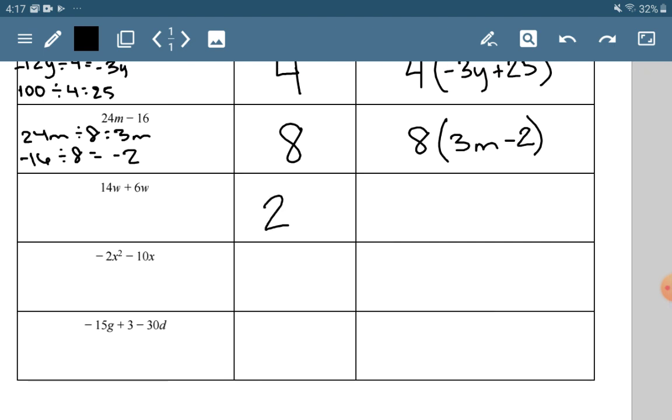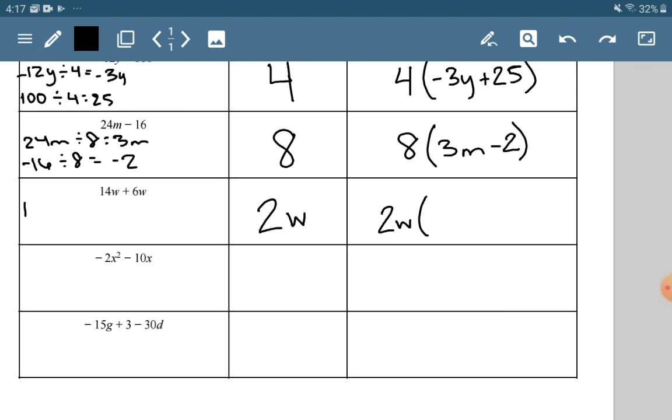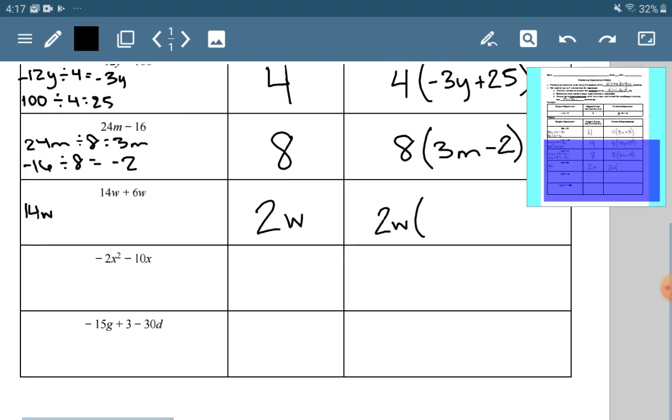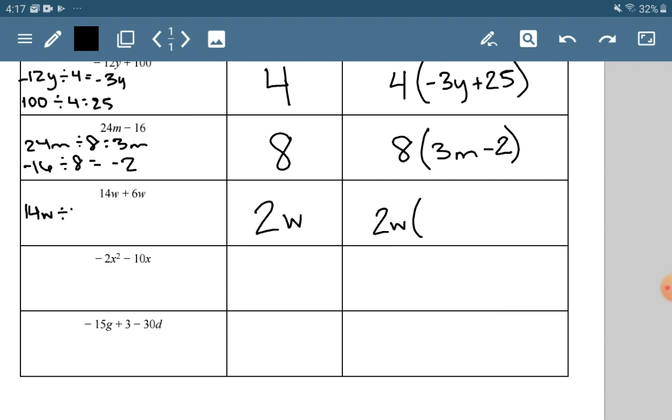Now, this is the first one where they have more than just a number in common. They also both have a W, and I can pull that out as well. Since I'm pulling the 2W out, it's going to go on the outside of the parentheses, and on the inside I divide. 14W divided by 2W. Well, 14 divided by 2 is 7, and the W's cancel out, leaving me with just 7.